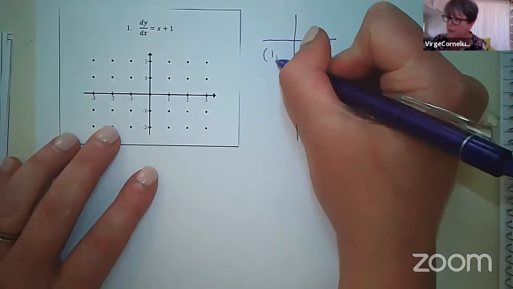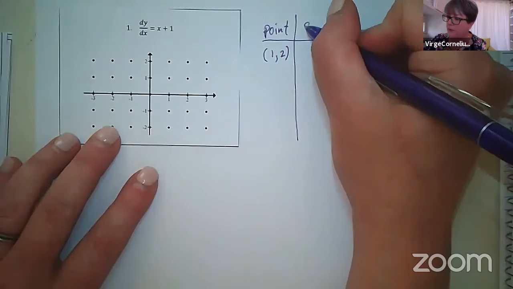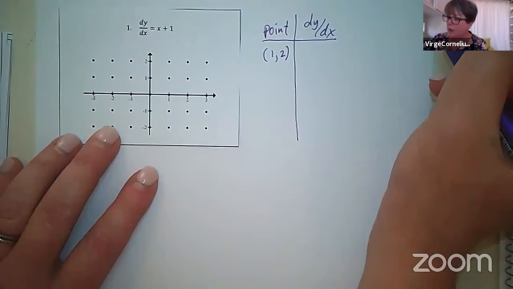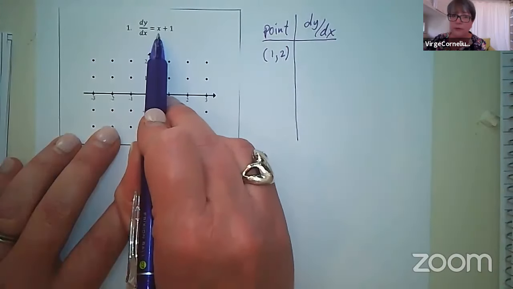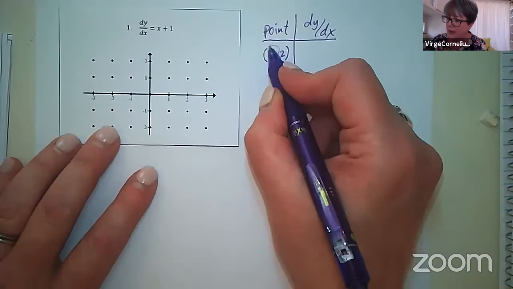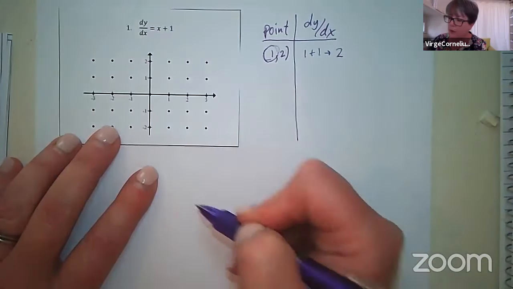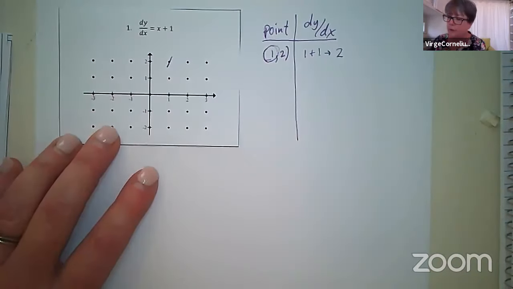So I just said the point (1, 2), and I want to think about what the slope is. What's the dy dx? dy dx is the same as the slope. So when x is equal to 1 and y is equal to 2, dy dx for this differential equation is going to equal 1 plus 1, because the x is equal to 1, or 2. So at the point (1, 2), I want to draw a line segment that's positive in its slope and also somewhat steep, a little bit steeper than 45 degrees, which would be a slope of 1.